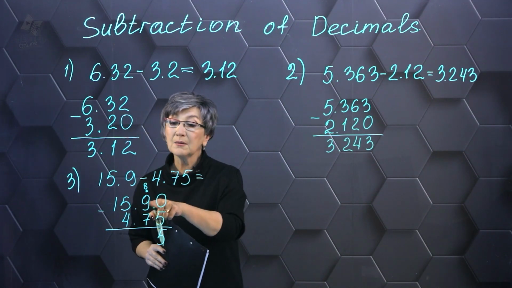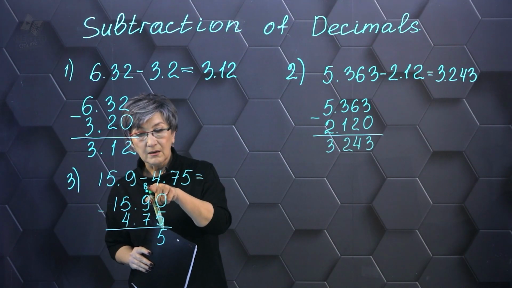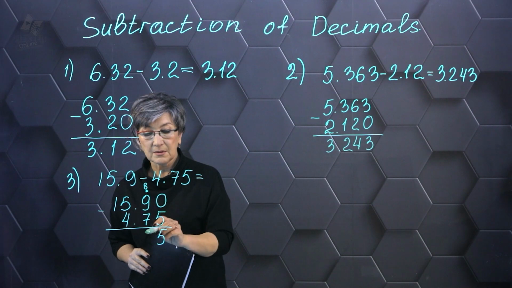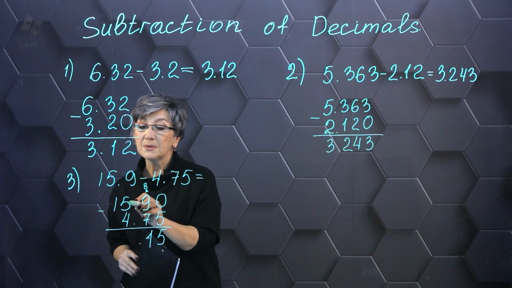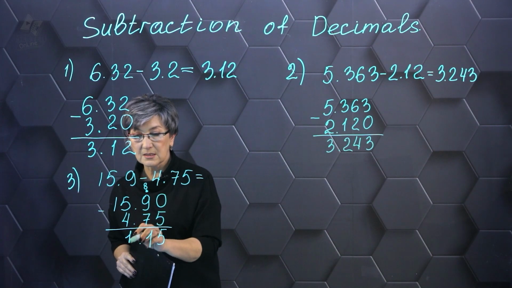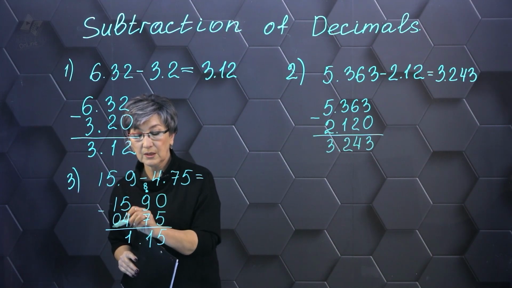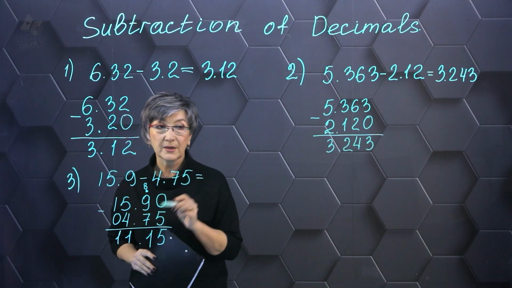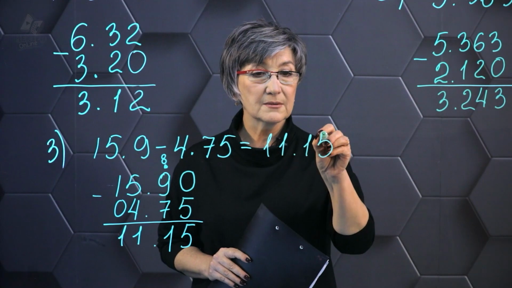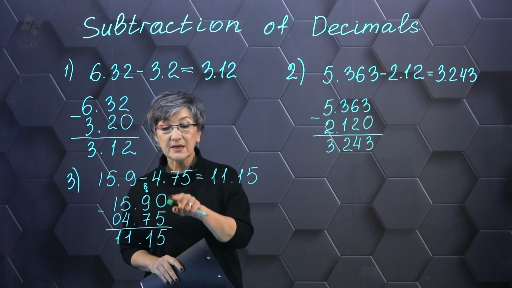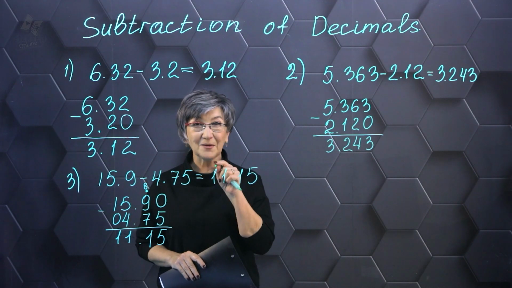Next, since we borrowed from the 9, that leaves us with 8, and we're going to subtract 7 from 8. The result is 1. Period. Subtract 4 from 5, that's 1. And 1 minus, there's no number again. I'm writing 0. 1 minus 0, that would be 1. The result is 11.15 hundredths. Don't forget to fill in the blank space with a 0. In this case, you will always get the correct answer.